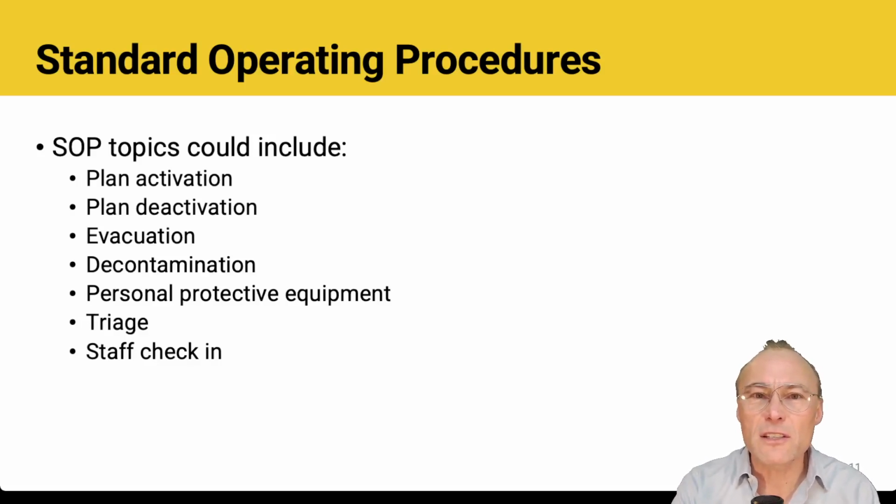So what kind of topics could this include? Well, we should have a very discrete and very concise description of when we activate the disaster plan. We should describe when we deactivate the plan. What if we have to evacuate our facility? We should definitely have a plan for that. We should have a standard operating procedure for decontamination of the contaminated victims, for personal protective equipment. We should have a standard operating procedure for triage. How are we going to triage the patients when they arrive? And how will the staff check in? How will we keep track of them? So all of these should be addressed in standard operating procedures in the disaster plan.